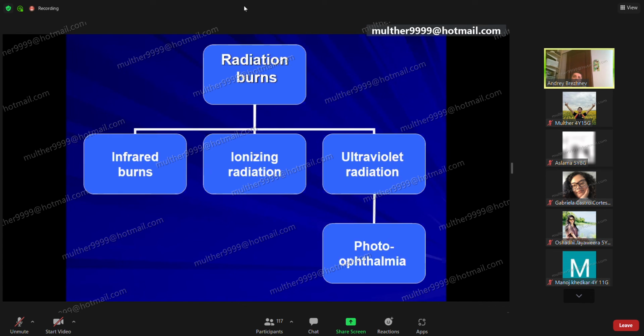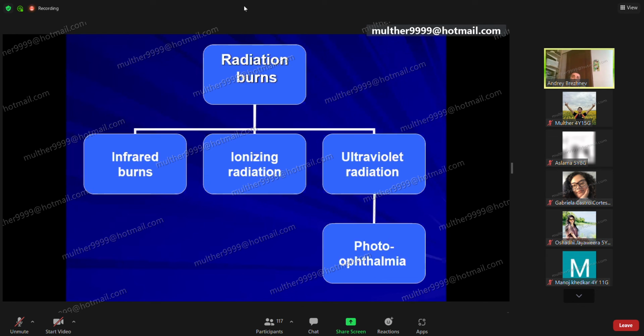Ultraviolet radiation is the most common cause of light-induced ocular injury, not so dangerous. Photophthalmia refers to occurrence of multiple epithelial erosion due to effect of ultraviolet rays. After a 4 or 5 hours latent period of exposure to ultraviolet rays, there occurs desquamation of corneal epithelium, leading to formation of multiple epithelial erosions.